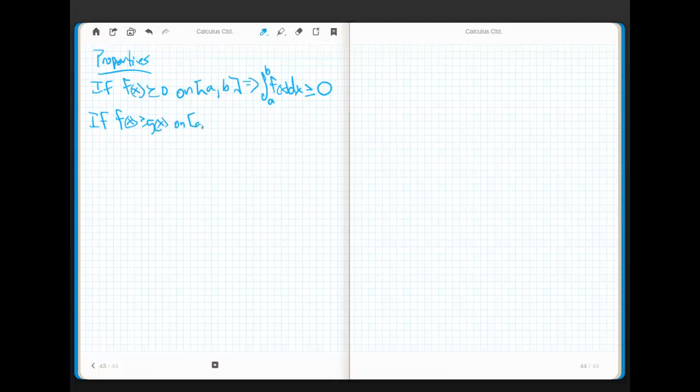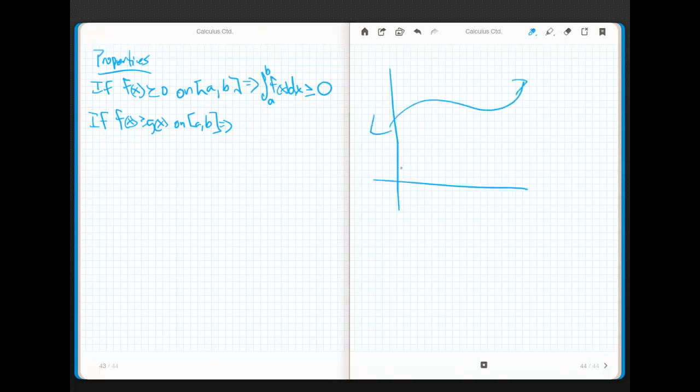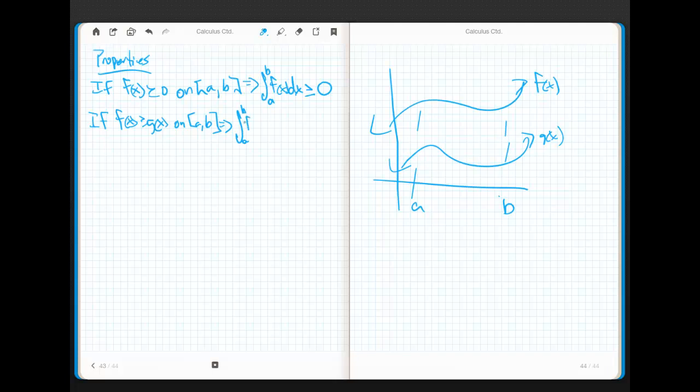How about if f of x is greater than or equal to g of x on the closed interval from a to b? Well, what do you think the property is going to be? If one function's bigger than another one, right? I mean, if I've got here's f of x, and here's g of x, from a to b, well, what's that say about their integrals? The integral from a to b of f of x dx has to be what? It's got to be greater than or equal to the integral from a to b of g of x dx. Easy.